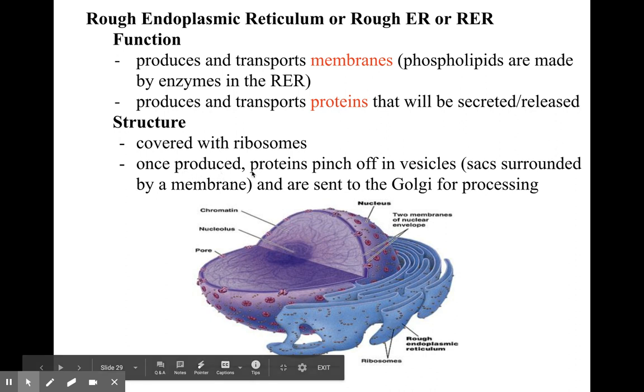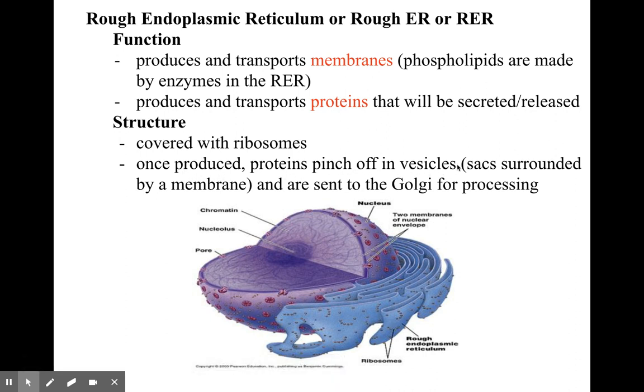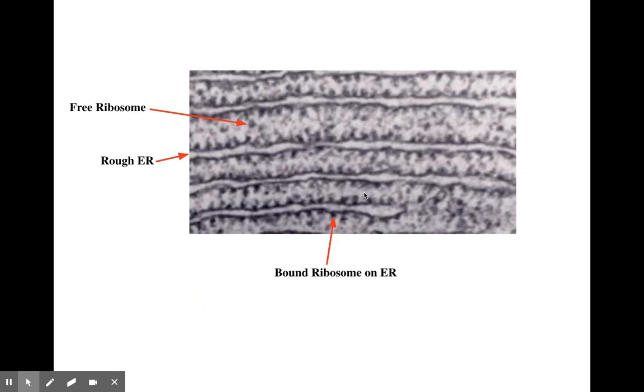So once produced, proteins pinch off in something called a vesicle. It's just a sac. It's just a little circle, a little 3D sphere. It always is a membrane. And the protein's on the inside. And then that vesicle travels to the Golgi for processing. We'll talk about the Golgi in a second here.